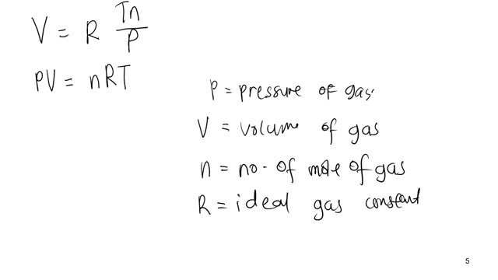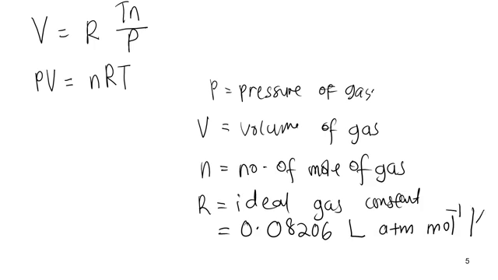The value is 0.08206 liter atm per mol, that is mol to the power of minus 1, and per Kelvin, K to the power of minus 1. That is the constant value for R. It is provided in the exam. And then T. T is the temperature of the gas.